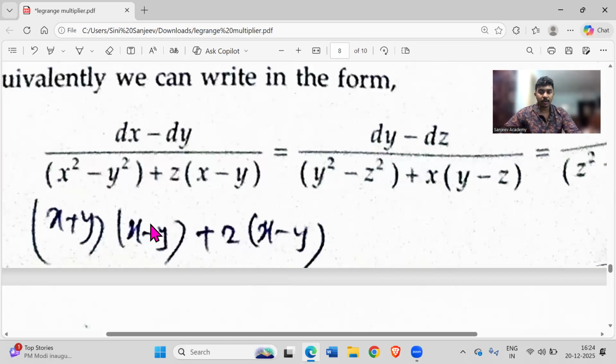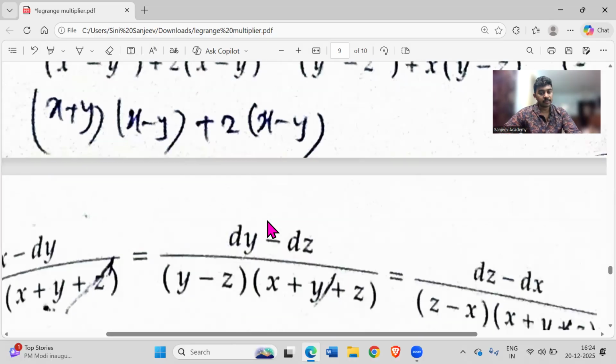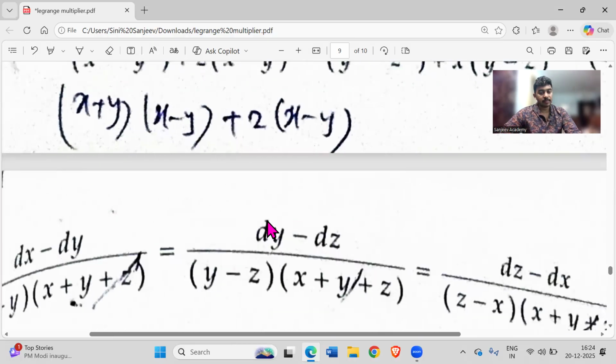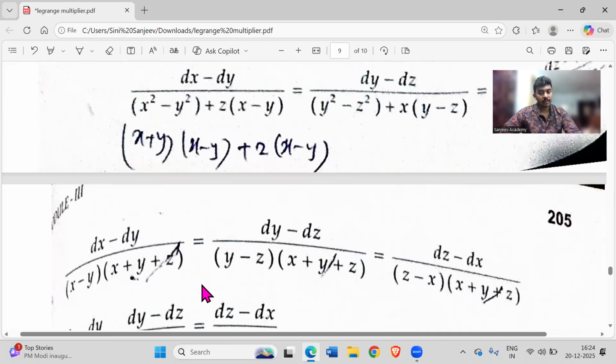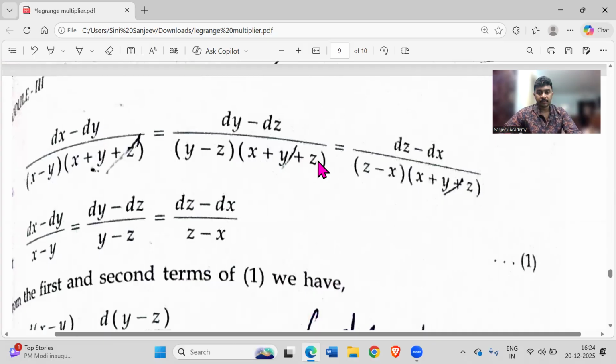This is not there in the book, I wrote it so it will be easy for you to understand. x minus y, I can take outside, then I'll get x plus y plus z. Similarly, from this, I can take y minus z outside, again x plus y plus z, and in the third one, z minus x. So cancel all the common terms: x plus y plus z and x plus y plus z cancel out.